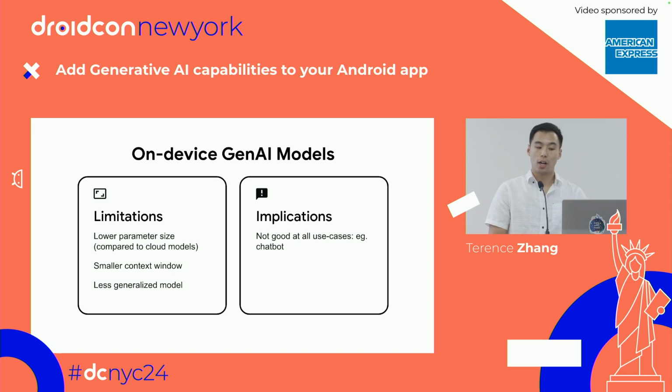So we've talked a little bit about on-device Gen AI. In general, while it has many benefits, it also does have some limitations today. And those limitations are mostly because devices have less computational power than servers. So we see limitations in lower parameter size, smaller context window, and the model being less generalized. So an implication of that is that on-device Gen AI today is not good at all use cases. So for example, it won't be as good at chatbot use cases. But we do have some solutions that will be good at chatbot that we'll share shortly.